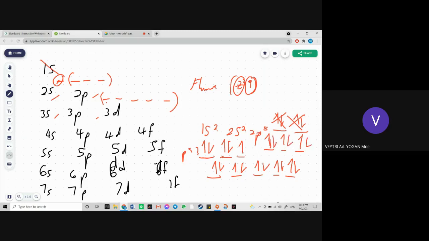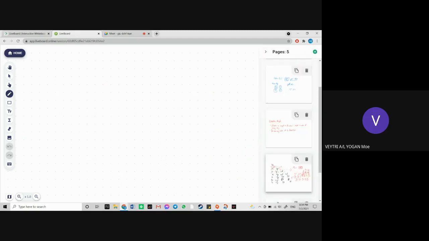For the p orbital, the maximum is 6 electrons because p has 3 orbitals, and 3 times 2 equals 6 electrons. So it can still allocate 5 electrons. But remember, it always has to be increasing in energy due to the Aufbau principle. So you'll go 1s2, 2s2, 2p6, 3s2, 3p6, 3d10, exactly, and then we move forward and forward. All right, so that is the first principle.